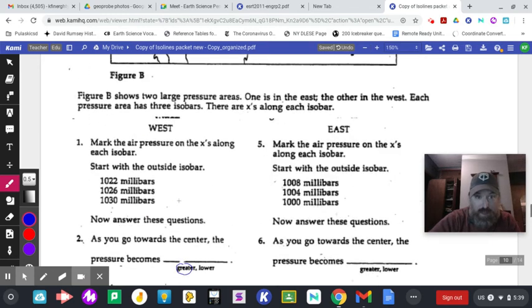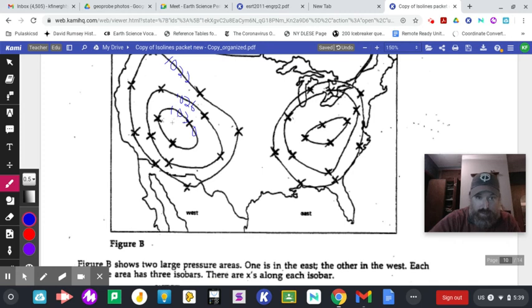Label it in the proper way. So if we pop back up here, a high pressure system is just a big H. And that's that.